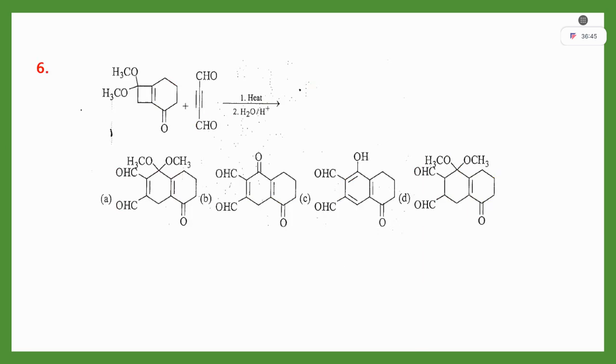Okay, so this is your question number 6. Basically this alpha beta unsaturated ketone is made to react with this alkyne containing two aliphatic aldehydes, CHO. First, heating condition is there. Second is your hydrolysis, acidic hydrolysis. So tell me, what will be your first step by looking at this question?